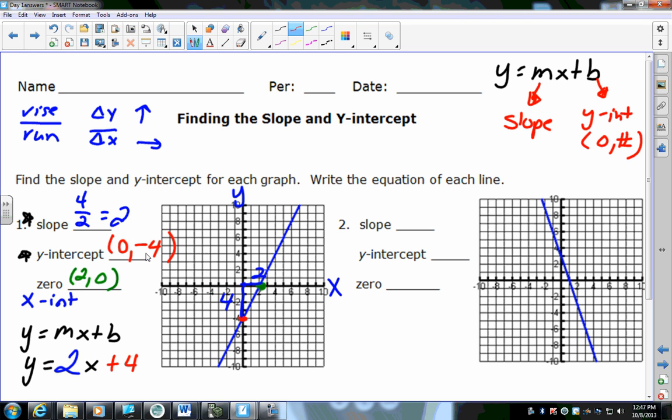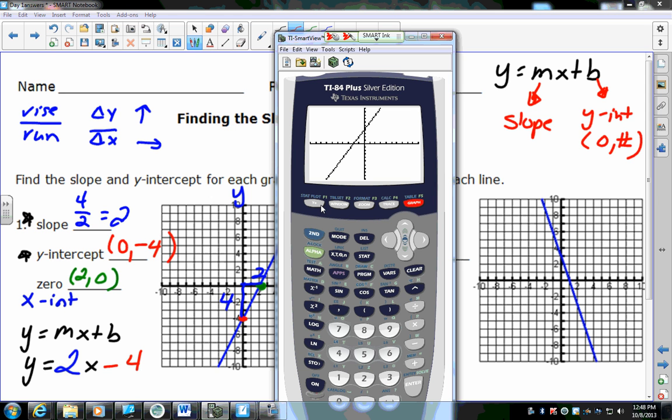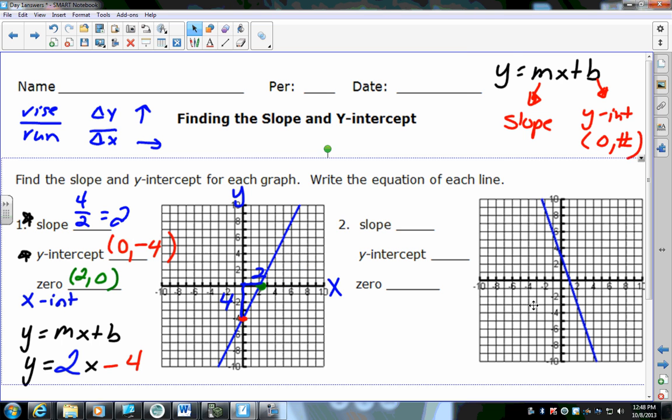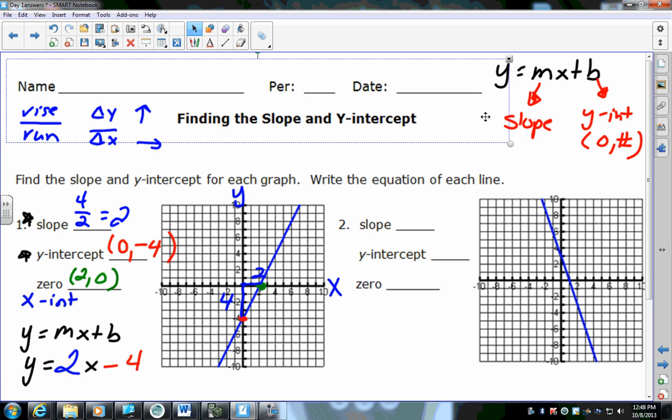Now, by doing that, I go to my equation, and negative 4 would be minus 4. So now when I go in there, using the calculator, I can go back and double check. And put in there 2x minus 4 and press graph. Now it matches. So now I know that I've got the right answer. So now looking at the next one.